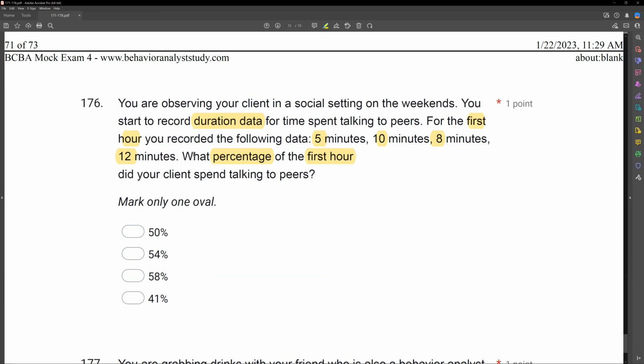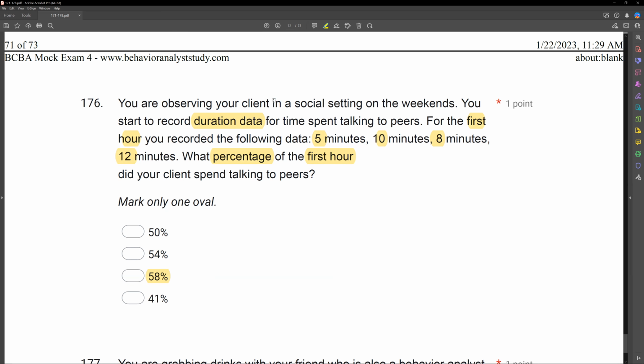So how do we find that? We just need to find a percentage. And you have to know how to find percentages. So how are we going to do that? Well, we're going to add up all our data. We have 5 plus 10 plus 8 plus 12, and then divide it by the total, which is 60 minutes. And we're going to get what? Well, we're going to get 58%. The client spent 58% of their time talking to peers.